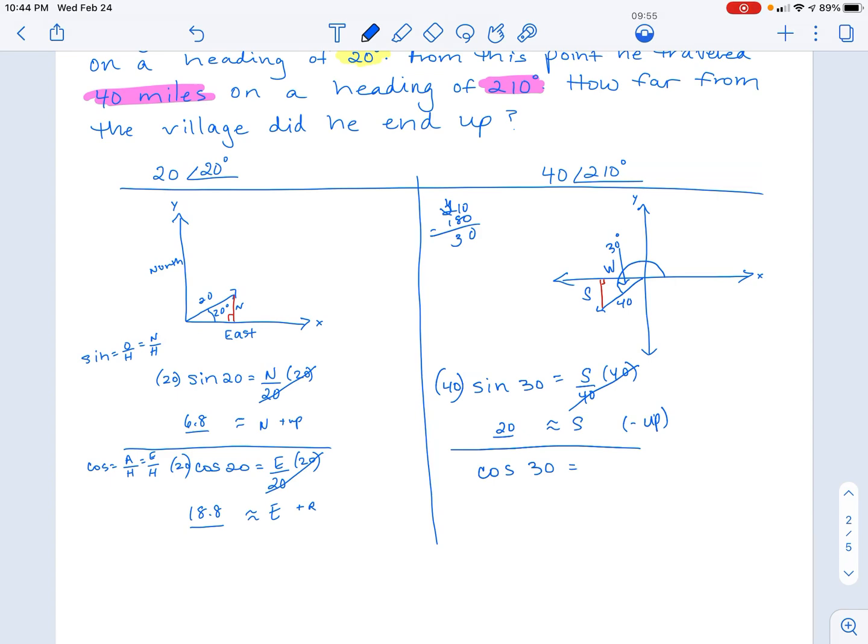All right, now let's find the cosine of 30, and that's going to be adjacent over hypotenuse, which the adjacent side happens to be the west side over 40. And when you plunk all this in your calculator, you should end up with approximately 34.6. Okay, and that would be a negative right. Okay, so just so we put those in parentheses over here.